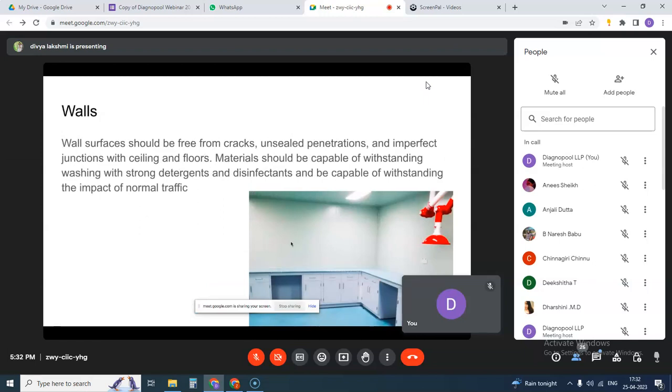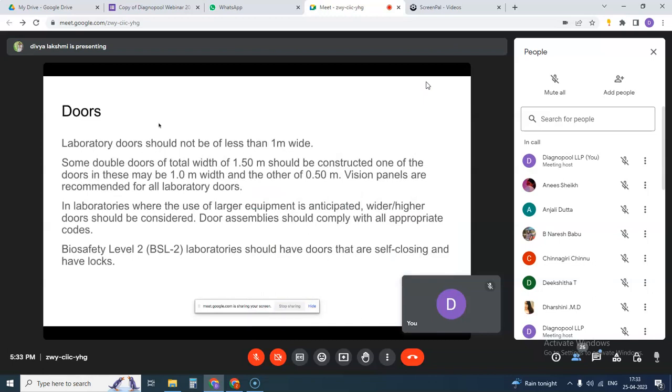It should be free from cracks and unsealed penetrations, and it should be capable of withstanding washing with strong detergents and disinfectants. Coming to the doors, the laboratory doors should not be less than 1 meter wide. Minimum, it should be 1 meter wide. If it is around 1.5 meters wide, make sure one door will be 1 meter and the other door will be 0.5 meter. And all the doors should have vision panels.